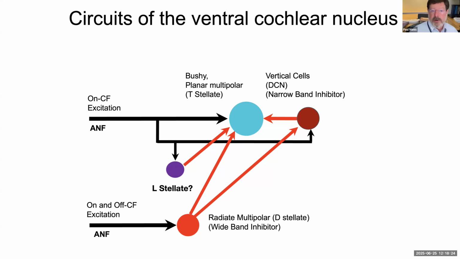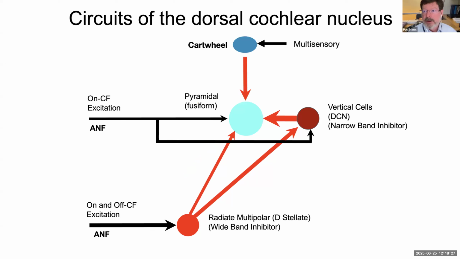What about the circuit in the dorsal cochlear nucleus? Well, it's kind of the same. Again, because these interneurons are shared across regions, we have the excitatory input to the pyramidal cells, excitatory input to the vertical cells, and an on CF arrangement, so the same frequency of inhibition. Vertical cells get the same input frequency and provide inhibition at that frequency to the pyramidal cells. That's your narrowband inhibitor. And we have off and on CF excitation from the auditory nerve fibers through the radiate multipolar cells, providing wideband inhibition to these cell types.